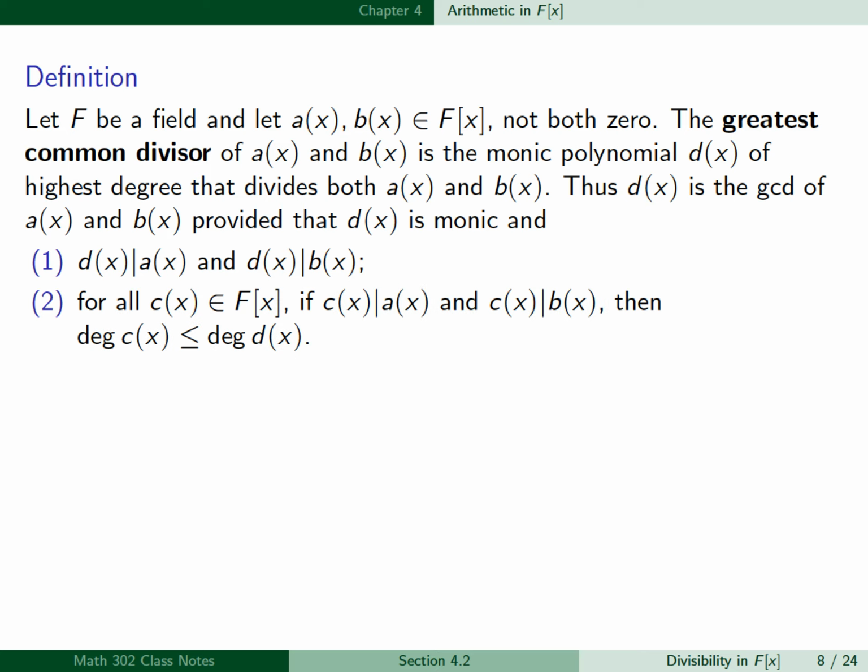And second, for all c(x) in F[x], if c(x) divides a(x) and c(x) divides b(x), then the degree of c(x) is less than or equal to the degree of d(x). So this is saying that d(x) has degree greater than or equal to any other common divisor of a(x) and b(x).